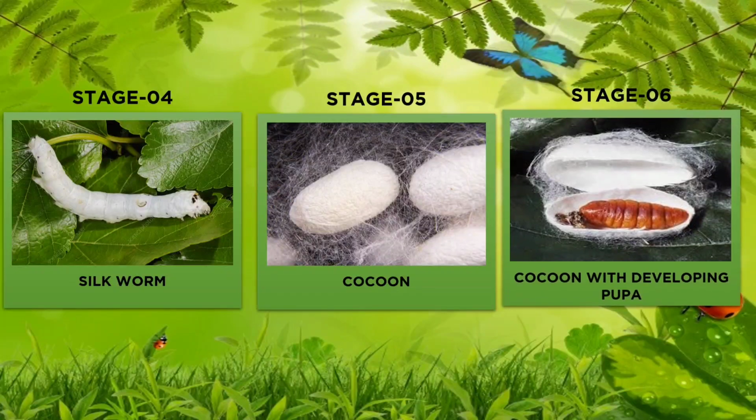And the last stage is cocoon with developing pupa. After the making of the cocoon, the caterpillar inside the cocoon starts developing into a pupa, and the pupa finally develops into an adult female or male moth, and then the adult moth comes out of the cocoon.